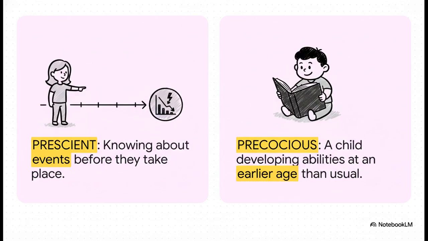Now here we're comparing 2 very different kinds of advanced knowledge. An analyst who somehow predicts a market crash, they're prescient. It's like they can see the future. But a 5-year-old who's reading at a high school level, that child is precocious. They're simply way ahead of the curve for their age.